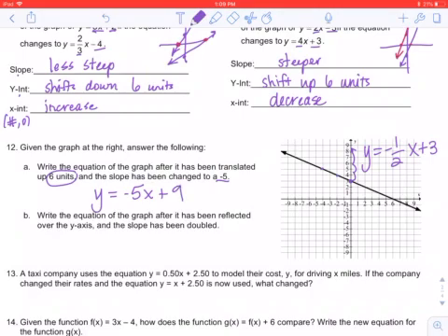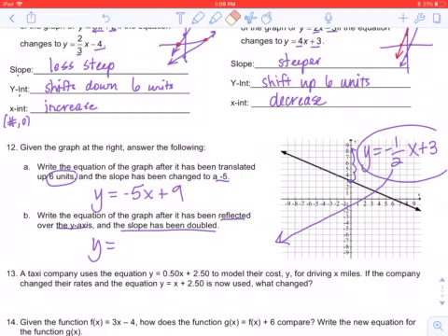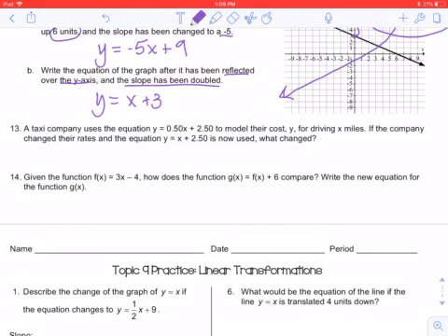Then it says, write the equation of the graph after it has been reflected over the y-axis and the slope has been doubled. So we're going to go back to the original equation here. Reflected means it's now going to be a positive slope. The slope's been doubled. Well, 1/2 doubled is just 1. So I really just got a slope of 1. Same y-intercept of 3. Two more questions.